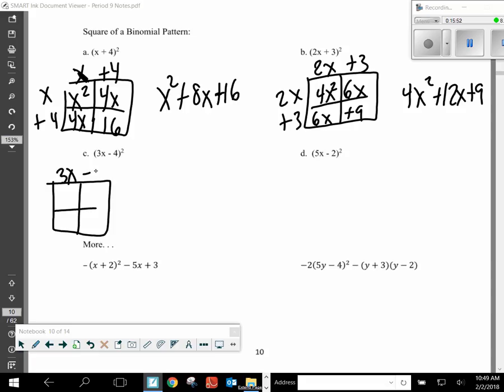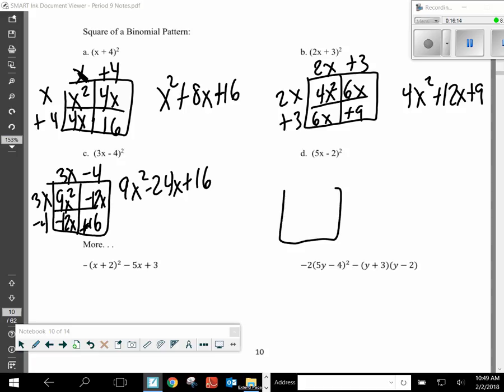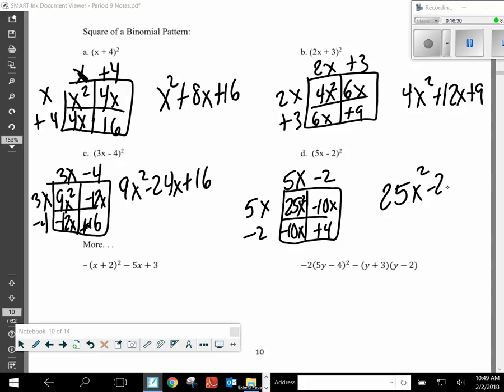So 3x minus 4, 3x minus 4, 9x squared minus 12x plus 16. 9x squared minus 24x plus 16. And the last one in this little set, 5x minus 2, 5x minus 2, 25x squared minus 10x plus 4. So I get 25x squared minus 20x plus 4.